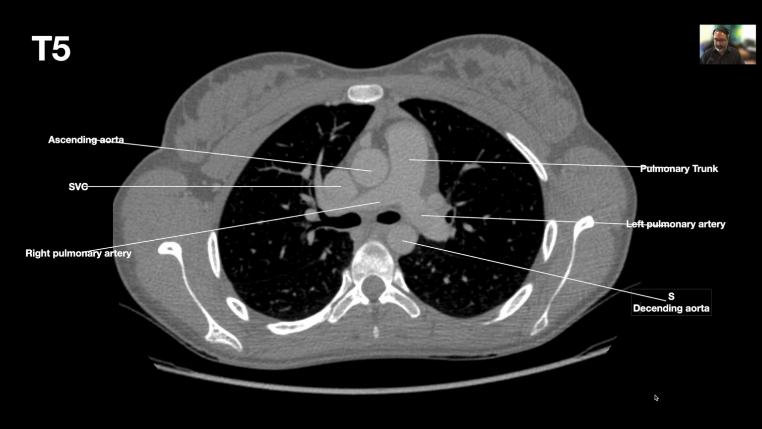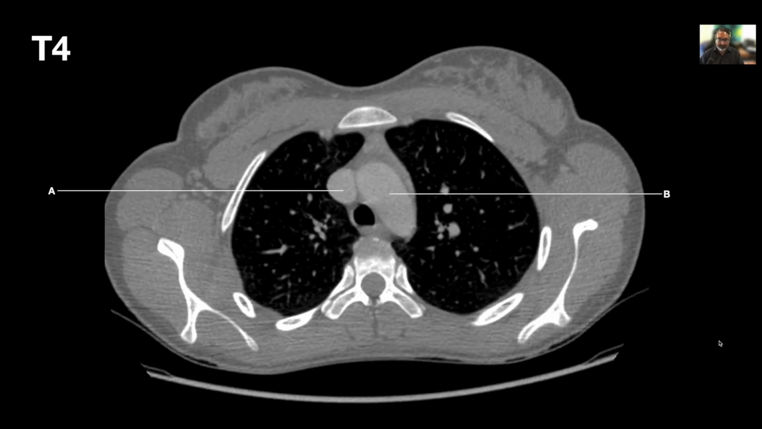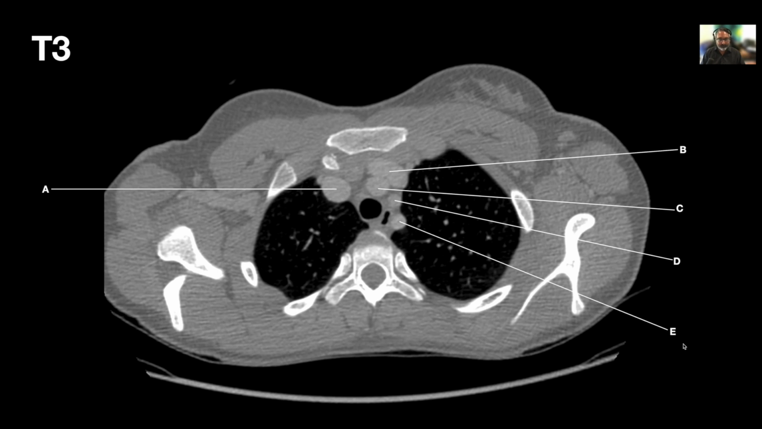All right, what is next? All right, here we are. T4 level. Okay, so A would be... So I'm looking at B is the arch, so A would be the SVC. A is the SVC, correct. And B is just the arch of the aorta, as you just said. Correct. All right, let's keep going.